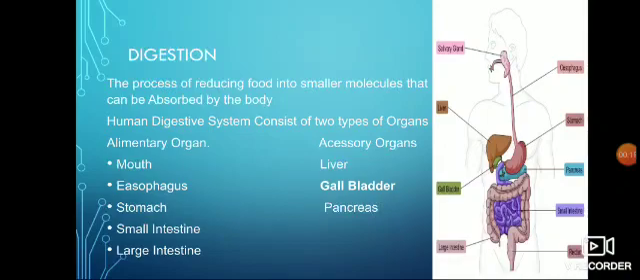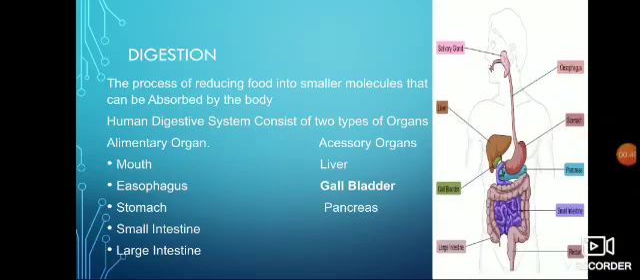Digestion is a process of reducing food into smaller molecules that can be absorbed into the body. The food, as we know, is made up of complex macromolecules like fats, proteins, and carbohydrates, which have to be reduced into smaller molecules so that they can be absorbed by our body.